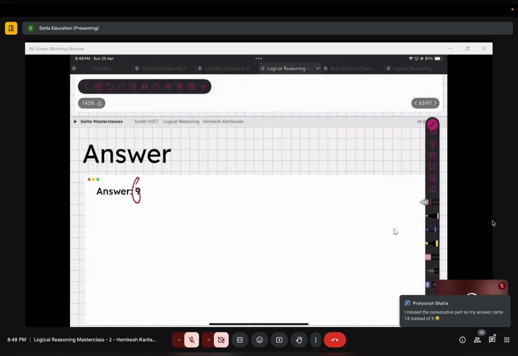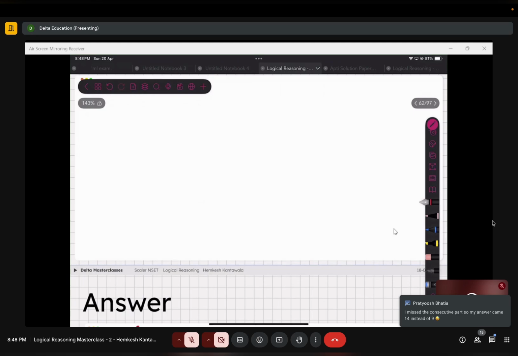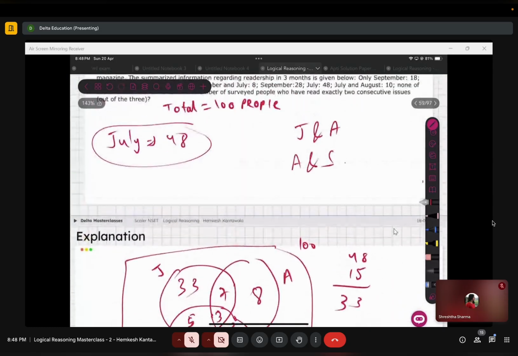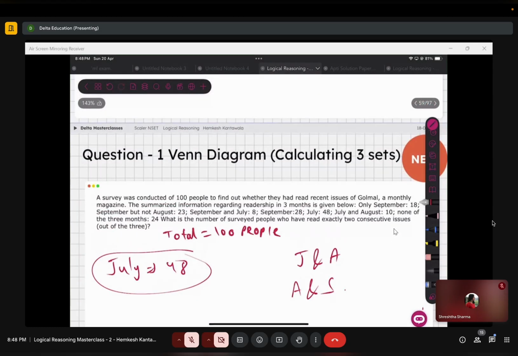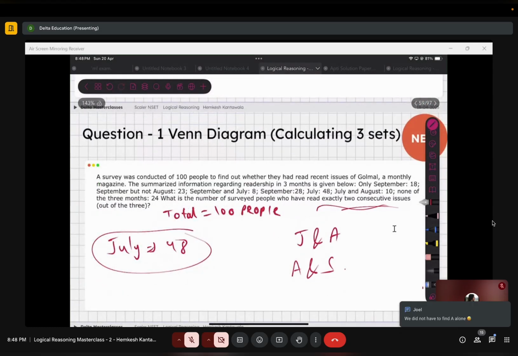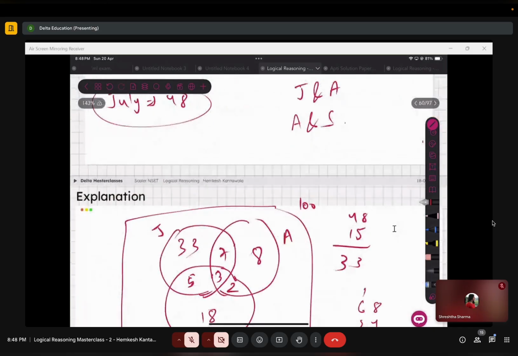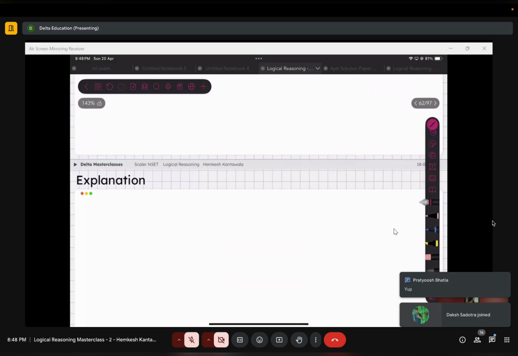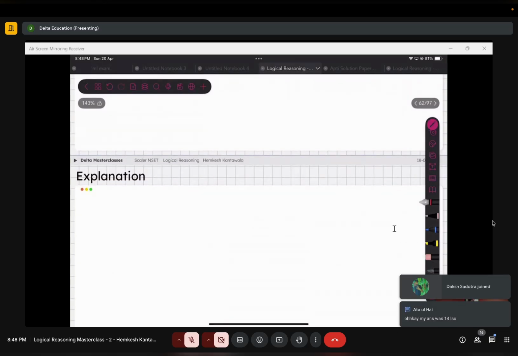Everybody clear? I missed the consecutive part, so my answer came 14. Yeah, no worries. So this is the English we need to take care of in this type of questions. Correct? We did not have to find A alone. Without A also we could find it. So any doubts in this question now?